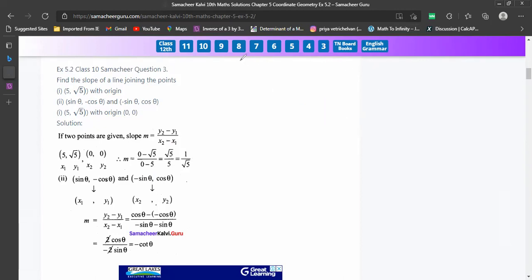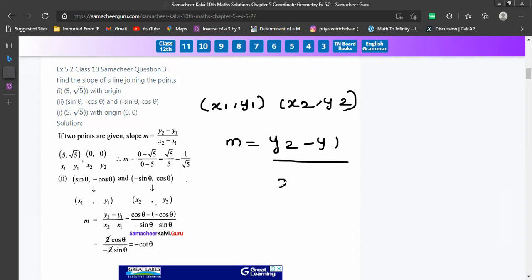So how will you find that? When they give you 2 points in the question, x1, y1 and x2, y2, you have to use the y2 minus y1 upon x2 minus x1 formula. So just be aware of the formula. When they give you 2 points and ask you to find the slope, you just have to substitute this. So assume 5, root 5 as x1, y1, 0, 0 as x2, y2.